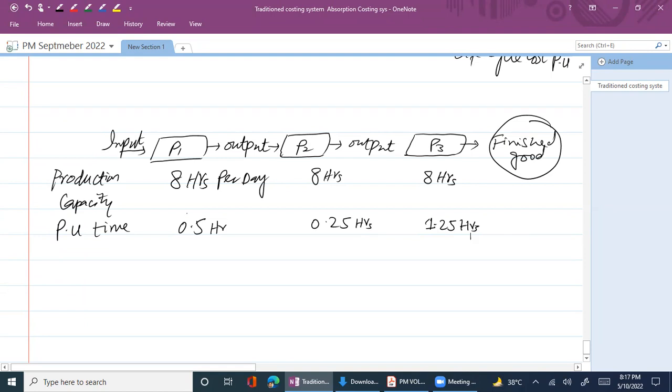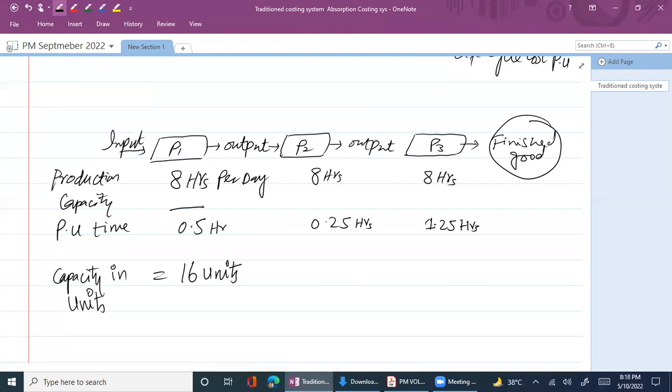Process 1 requires 0.5 hour for completion of its work, and then 0.25 hours is required for completion of process 2's work, and then 1.25 hours per unit for process 3. If we divide total time by the per unit time, we will get our capacity in units, that is, how many units can be produced in one day. So if we calculate it, there will be 16 units. It means in one day, process 1 can complete 16 units.